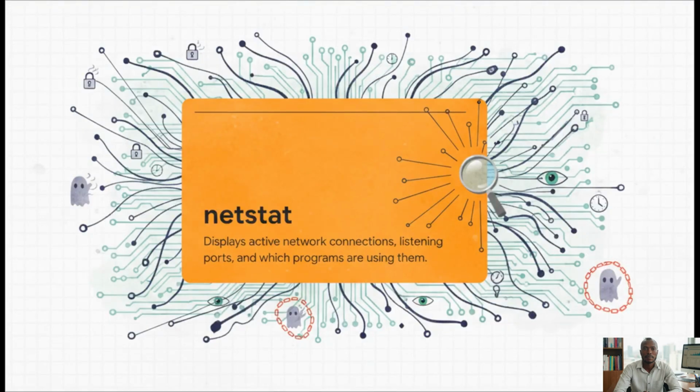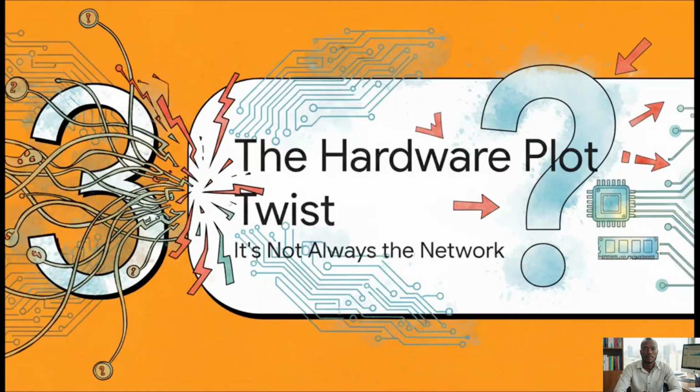Our last network tool for today is netstat, or network statistics. Think of this command as putting your own machine under surveillance. It shows you every single connection that's active, which programs are making them, and what ports they're using. It is fantastic for spotting if some rogue app is secretly eating up all your bandwidth.